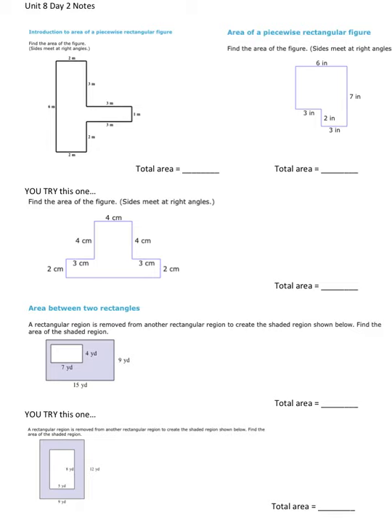Now we're going to do a piecewise rectangular figure. We say piecewise because it's a rectangle with some protuberances, some stuff that's weird. So you're going to find the area of the entire figure. And we tell you sides meet at right angles because you can do some stuff. Well, you're doing the area. That's going to be really hard.